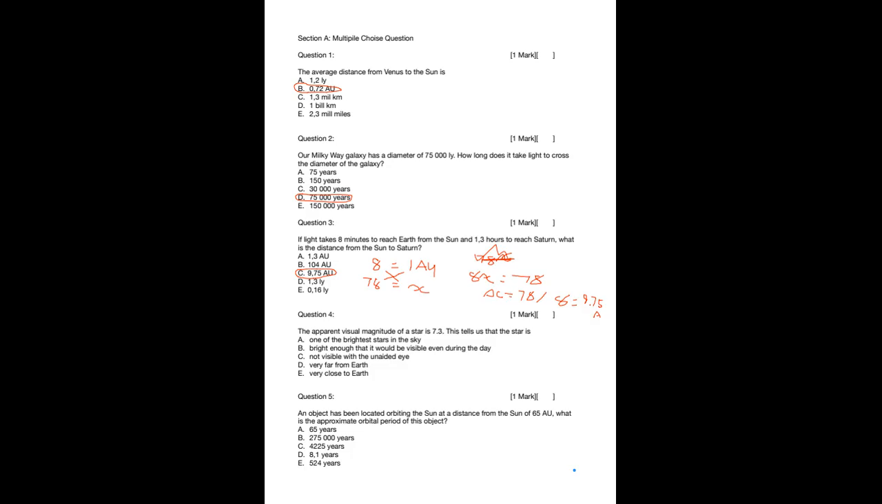So now, question number 4. The apparent visual magnitude of a star is 7.3. This tells us that a star is A, one of the brightest stars in the night sky, B, bright enough that it would be visible during the day, C, not visible with the unaided eye, D, very far from Earth, or E, very close to Earth. So remember, it's the keyword apparent visual magnitude. So which one of these would you say is the correct answer?